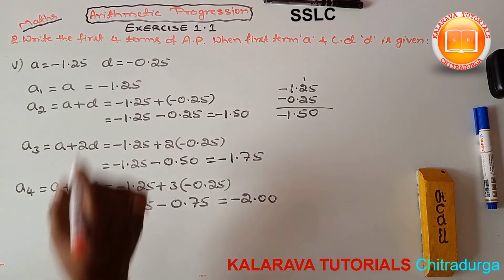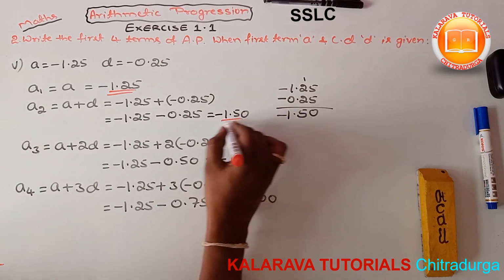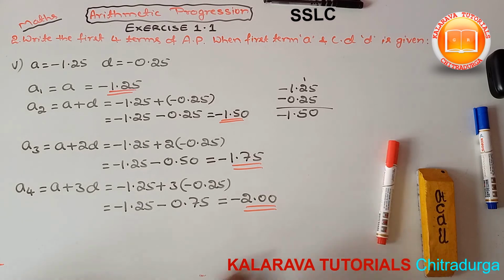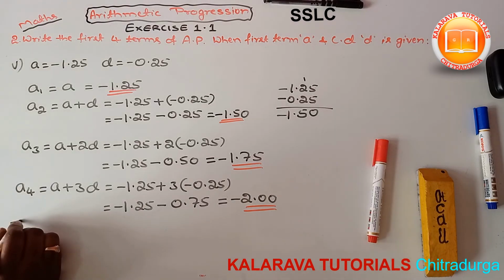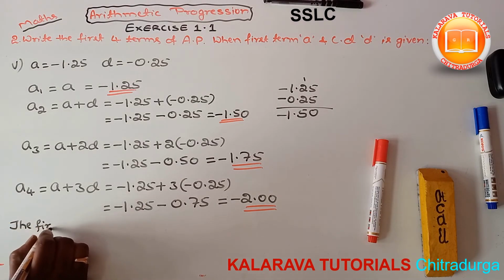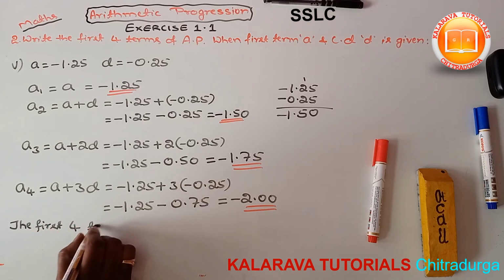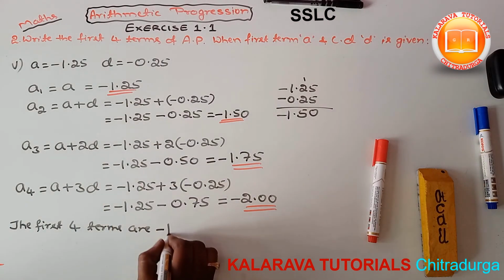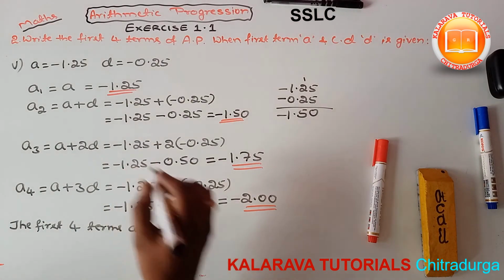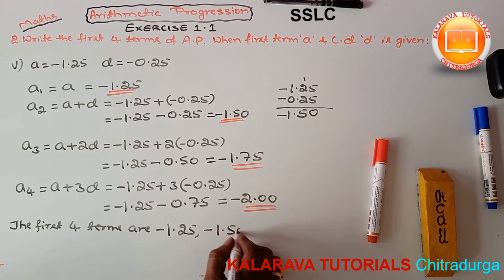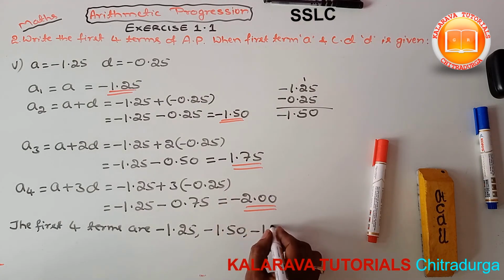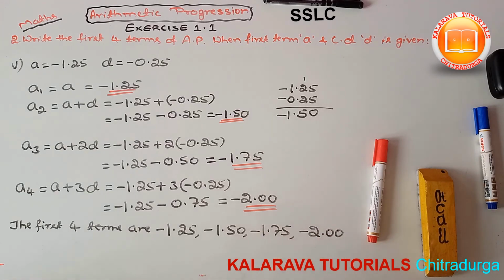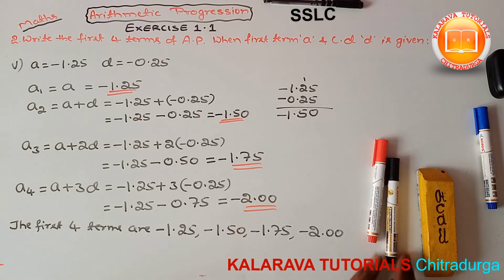Students, we have found all the four terms. Here is the first term, this is the second one, and the third term, and the fourth term. Here you write the four terms. The first four terms are minus 1.25, minus 1.50, minus 1.75 and minus 2.00. So these are the four terms of the AP.